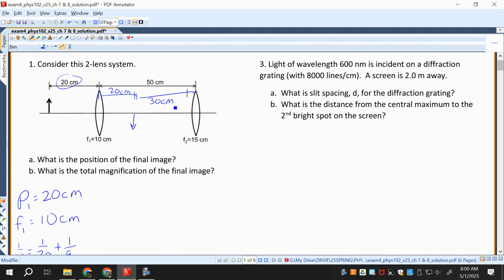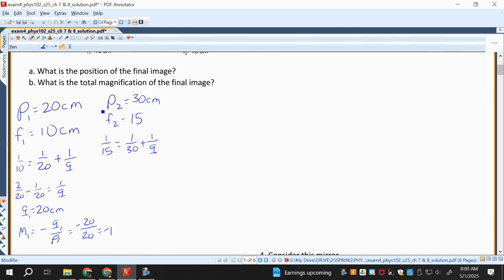That means that P2 is going to be equal to 30 centimeters. F2 is equal to 15. So I have 1 over 15 equals 1 over 30 plus 1 over Q. Solve that. I'll go ahead and convert that 1 over 15 to 2 over 30 minus 1 over 30 is equal to 1 over Q. So Q is equal to 30 centimeters. That's Q2, by the way. So that's the position of the final image, 30 centimeters to the right of the second lens.